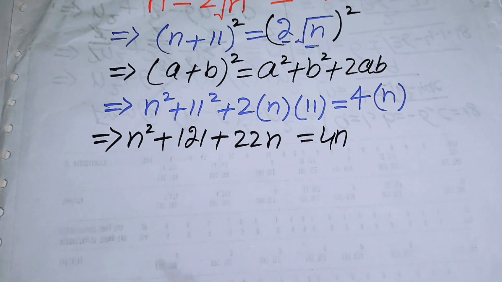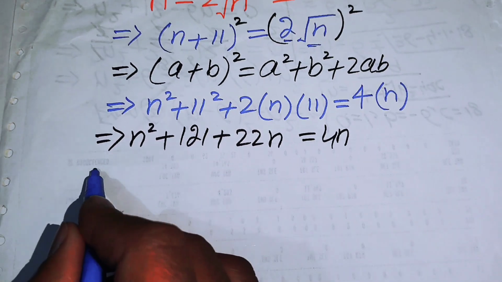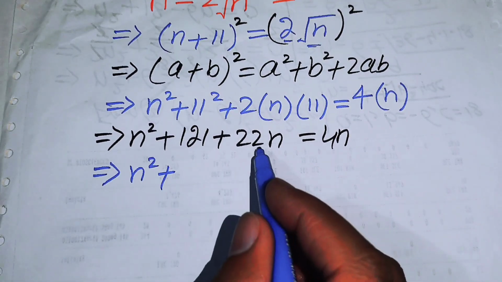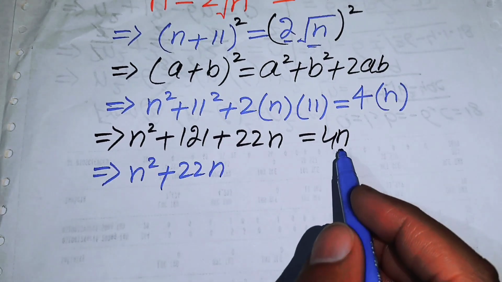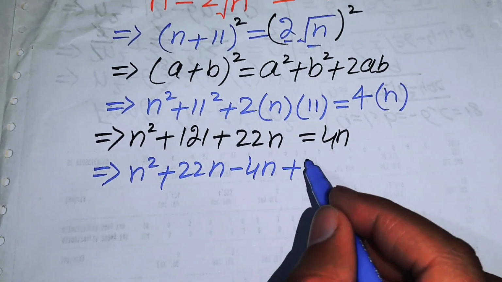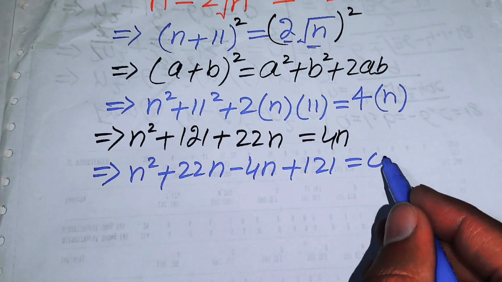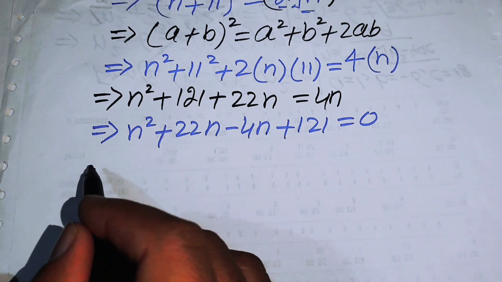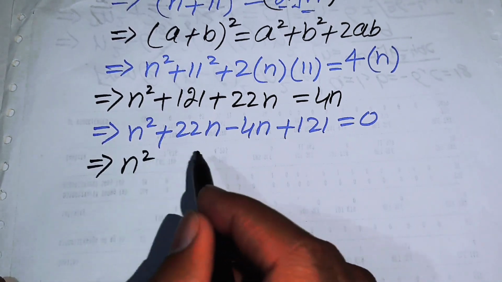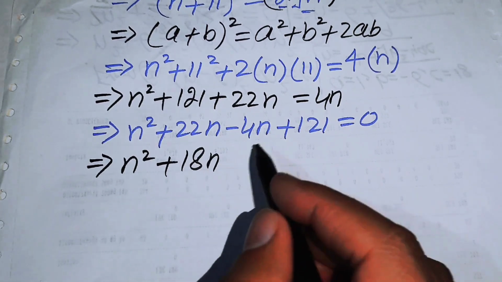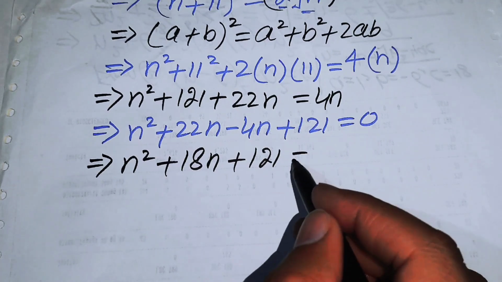In the next step, we again rearrange the terms, and we will write it as n squared plus 22n, and we move this 4n to the left hand side, and we get minus 4 times n, plus 121 equals 0. Here we need to add or subtract the like terms, and we obtain n squared plus 22n minus 4n equals 18n, and plus 121 equals 0.